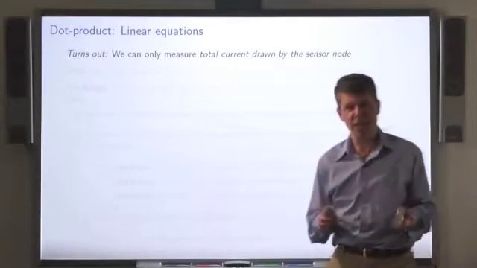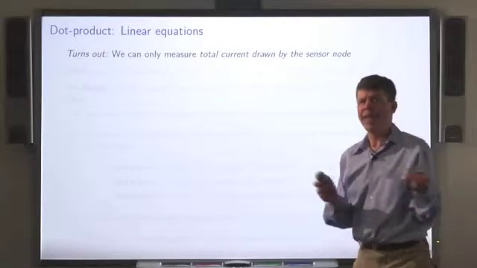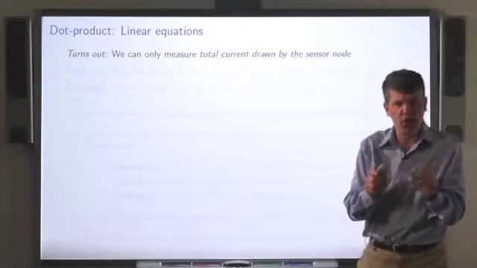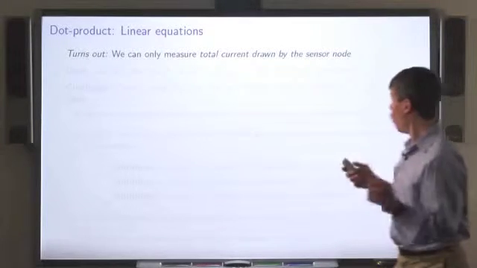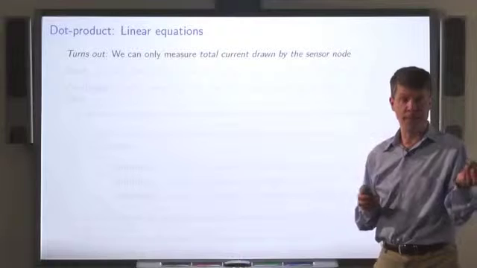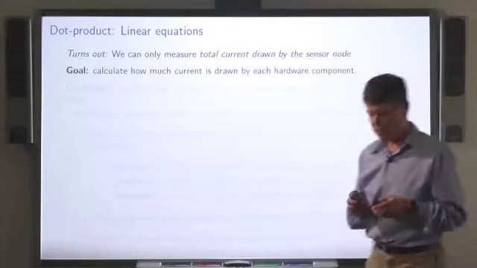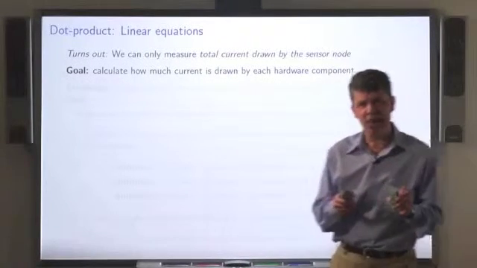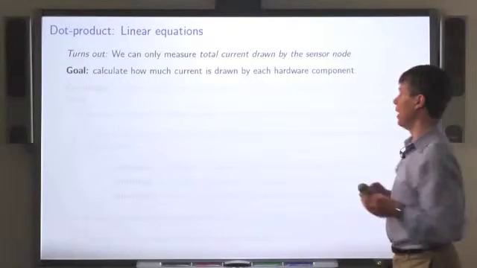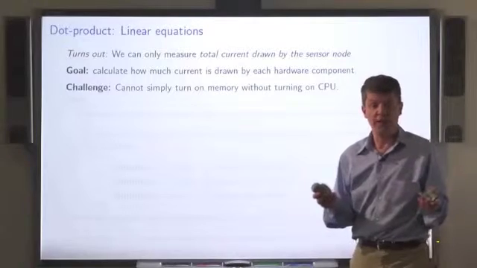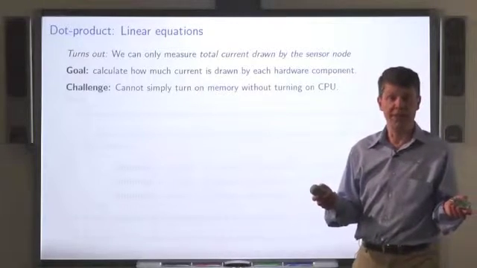Now, it turns out that for these devices, we can't measure the current draw for each of the individual hardware components. We can only measure the total drawn by the sensor node. And we're interested in figuring out how much each component draws. How can we do that? We can't, for example, turn on the memory without turning on the CPU as well.